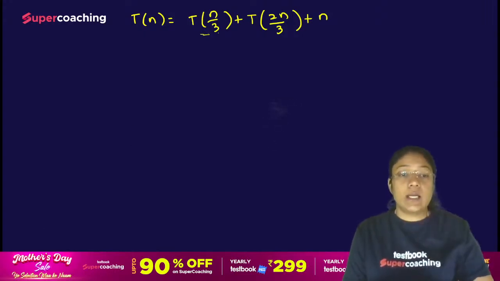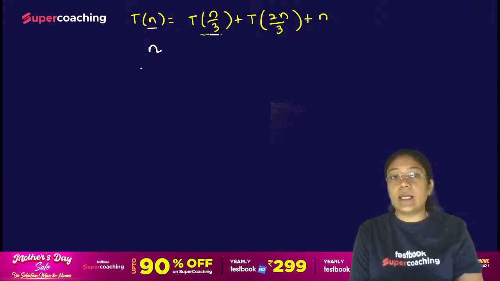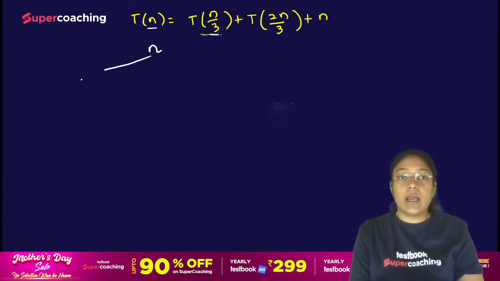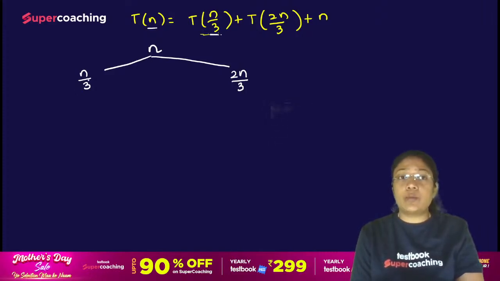Okay, so let's try to solve this question. Here in the original problem, we have n elements and the problem is divided into 2 parts. First part is containing n by 3 elements. Second part is containing 2n by 3 elements. Again, we'll be dividing this problem. Now, instead of n, we have n by 3. So this is divided into 2 parts.